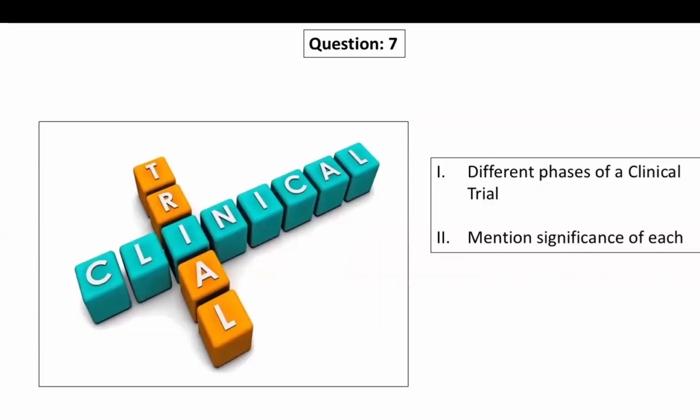So coming to the next question, how many phases of the clinical trial are there? So there are 4 phases. No, usually it is preclinical, and then there are 4 phases, from phase 0 or preclinical phase to phase 1 to 4. Can you describe each phase one by one? What is a phase 0 or a preclinical phase?